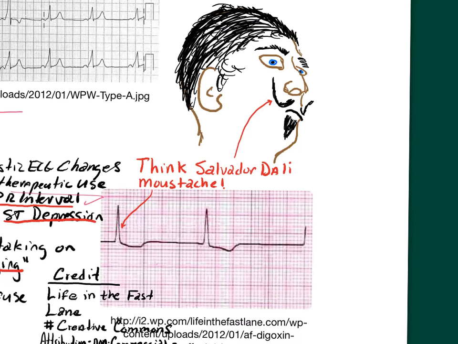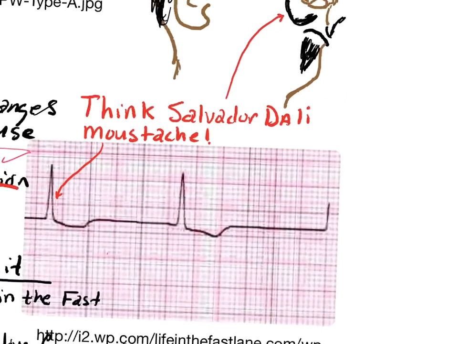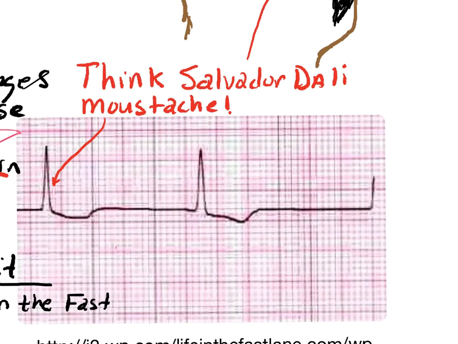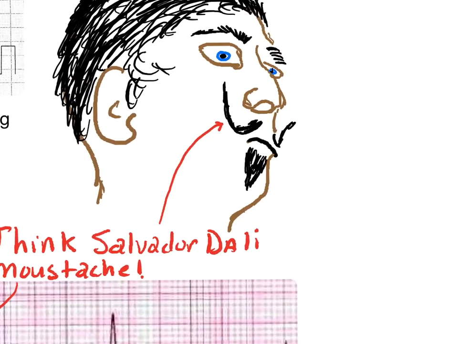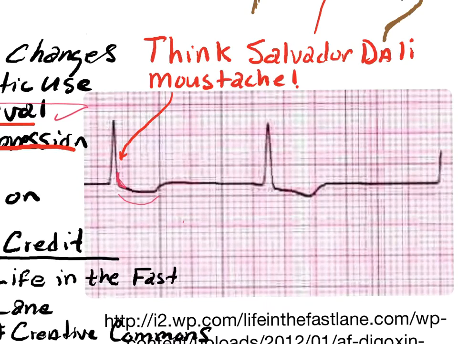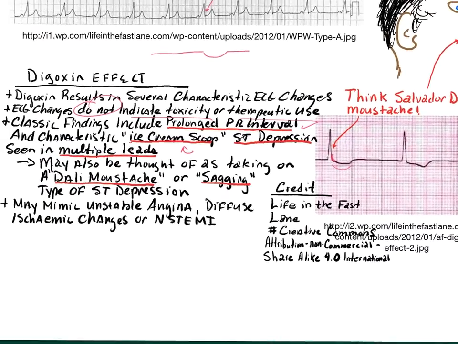So if we look at an ECG here, what do you notice? See, I kind of have that flattened, concave, scoop-like appearance. And then look at this segment here. Does that kind of look like that little mustache coming up? Kind of looks like that. If we go back up here, it kind of looks like the side of Salvador Dali's little mustache there, right? Yeah, a little mustache. All right, so yeah, very classic findings.